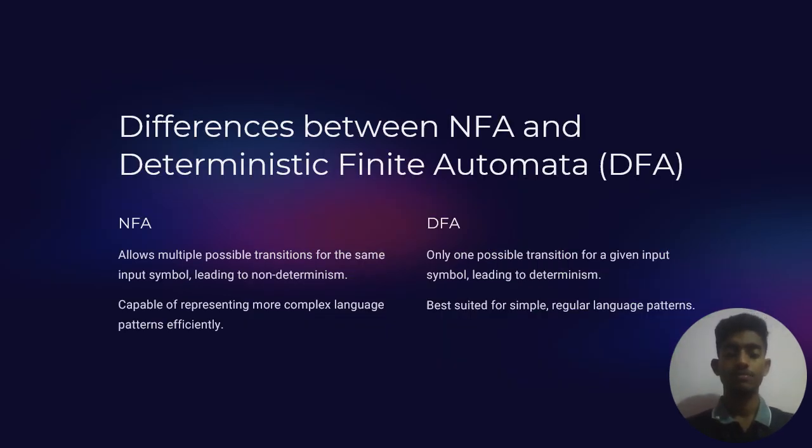Let's see the major difference between non-deterministic finite automata and deterministic finite automata. NFA represents non-deterministic finite automata and DFA refers to deterministic finite automata. NFA allows multiple possible transitions for the same input symbols, leading to non-determinism. In DFA, only one possible transition for a given input symbol, leading to determinism.